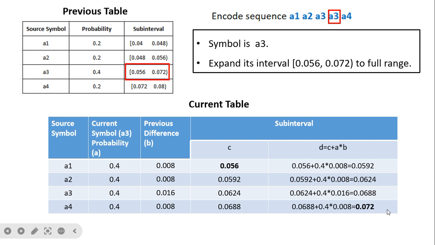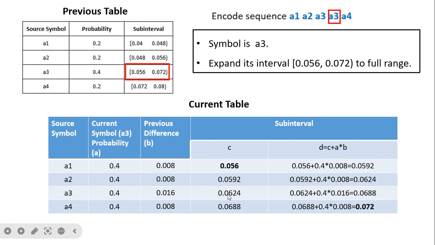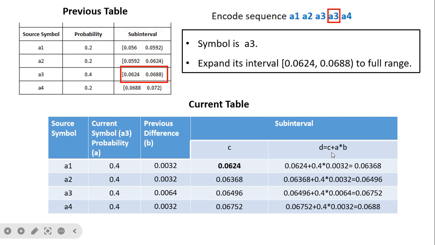Now we take the probability of A3, which is 0.4, and we use the previous difference of the probabilities. The procedure is the same; you only need to take the proper current table and previous table, and in this way we expand the interval from 0.056 to 0.072. The next symbol is again A3. From the previous table it is between 0.0624 and 0.0688, so we expand that. We do the same procedure again: for whatever symbol we are expanding, we take its probabilities and the differences between the probabilities from the previous table. In this way we are expanding.